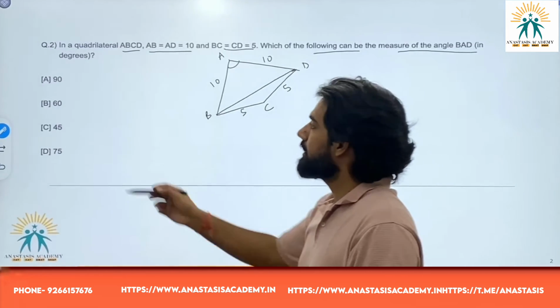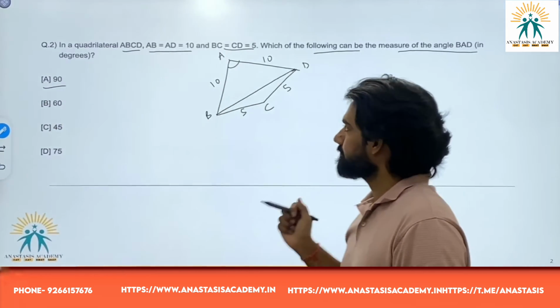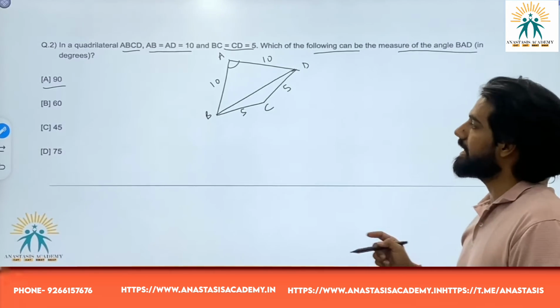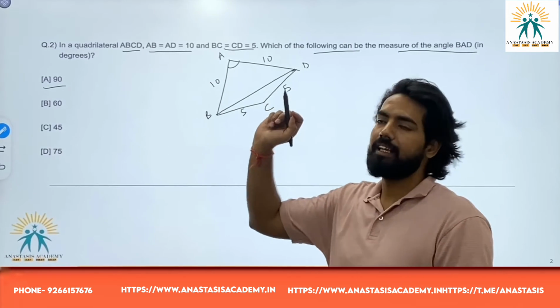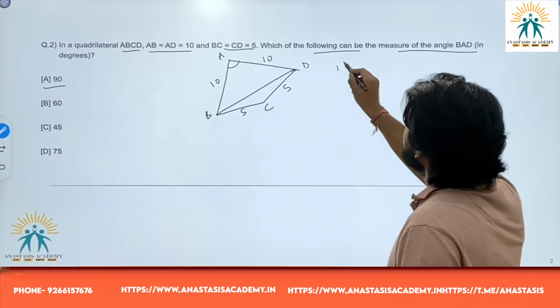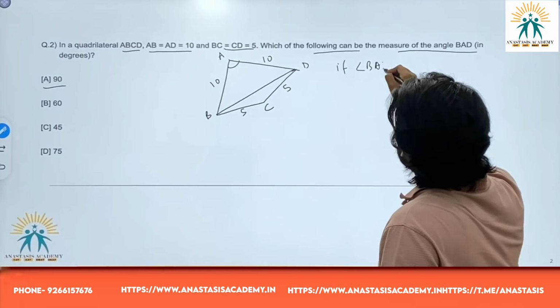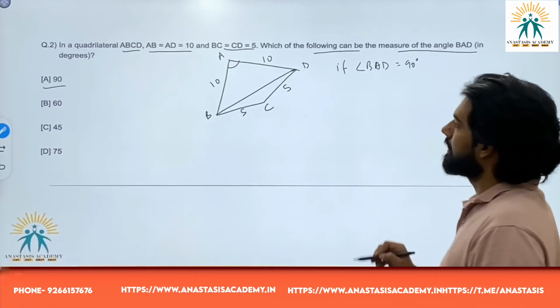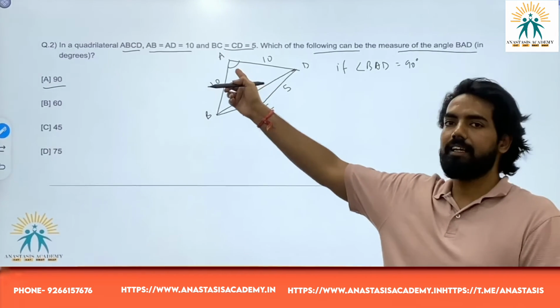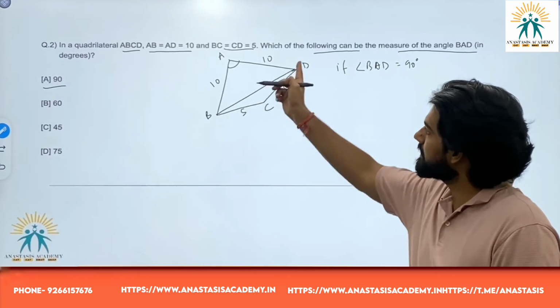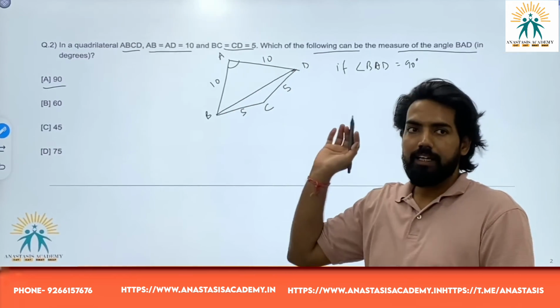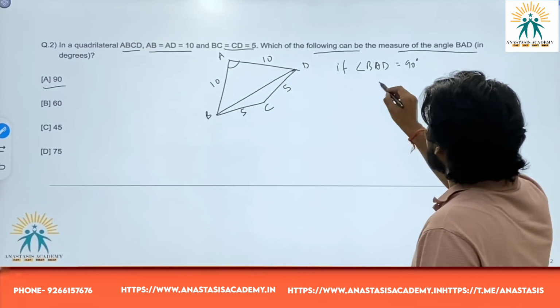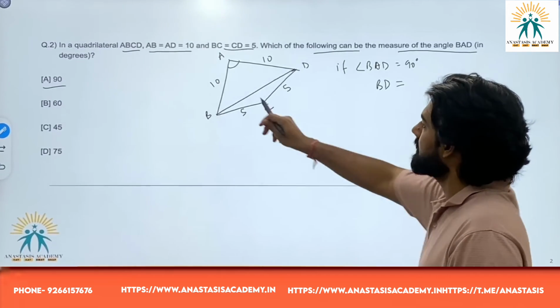So, let's just check option A. Option A is 90 degrees. Can this angle be 90 degrees? Okay, let's assume that angle BAD is equal to 90 degrees. If this angle is 90 degrees, I know the measure of this diagonal BD. This diagonal BD will be, I know this is 10, 10.